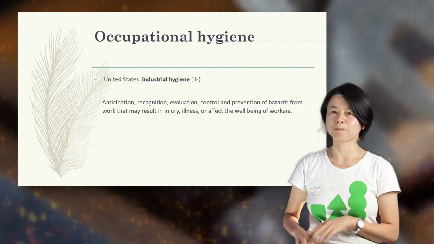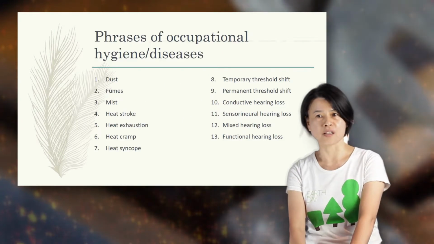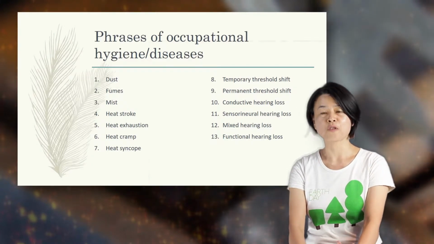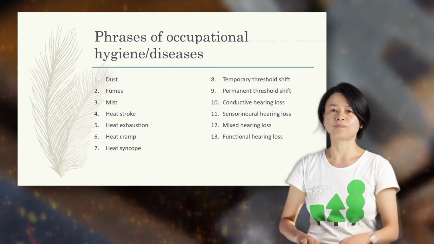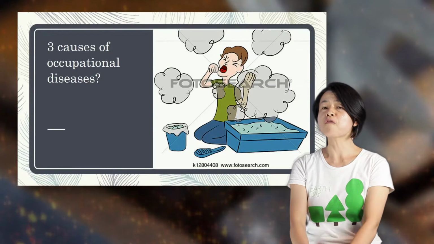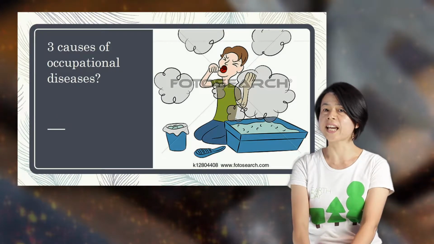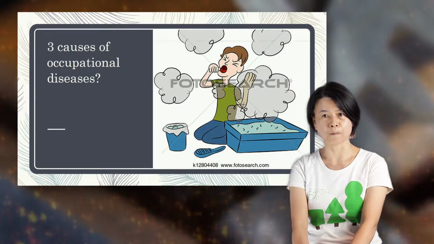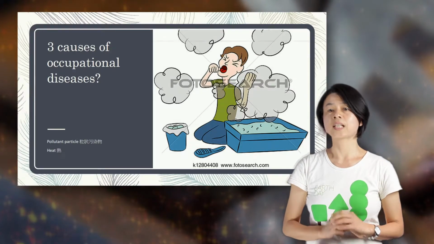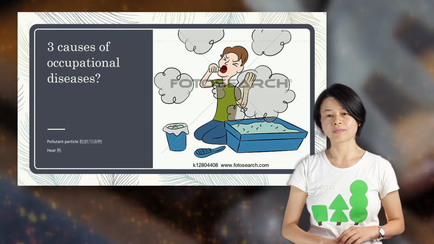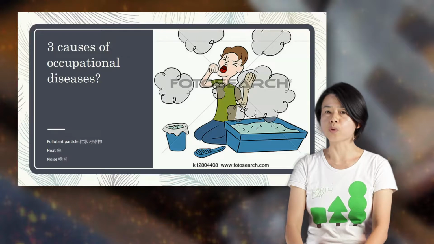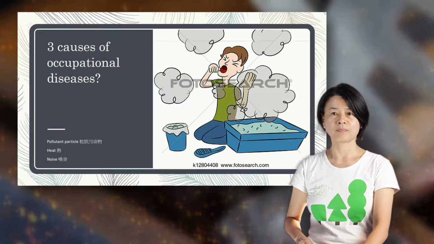So, what's next? Here are the 13 phrases we have learned about occupational hygiene. It includes dust, fumes, and mist, and so on. And these 13 phrases can be divided into 3 categories of occupational diseases: pollutant particles, heat, and noise. Now we will focus on the first cause, pollutant particles.